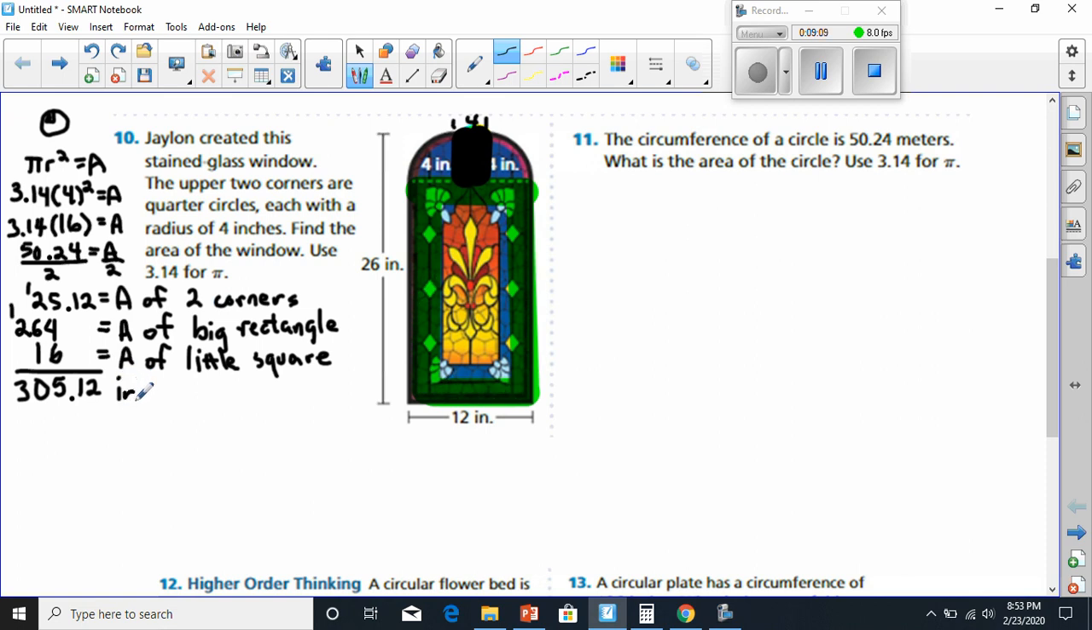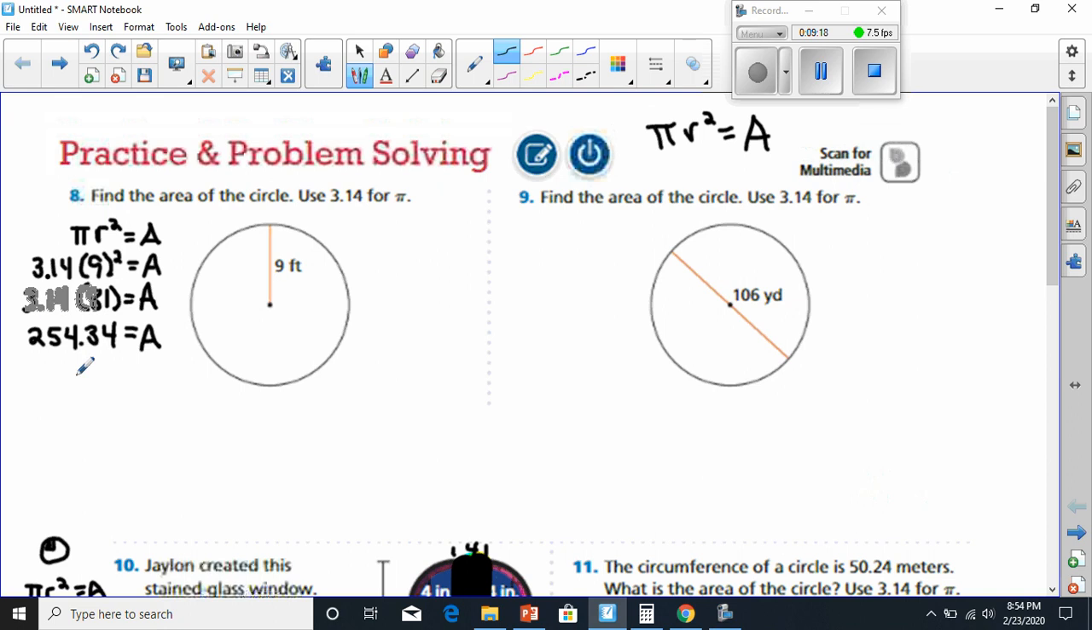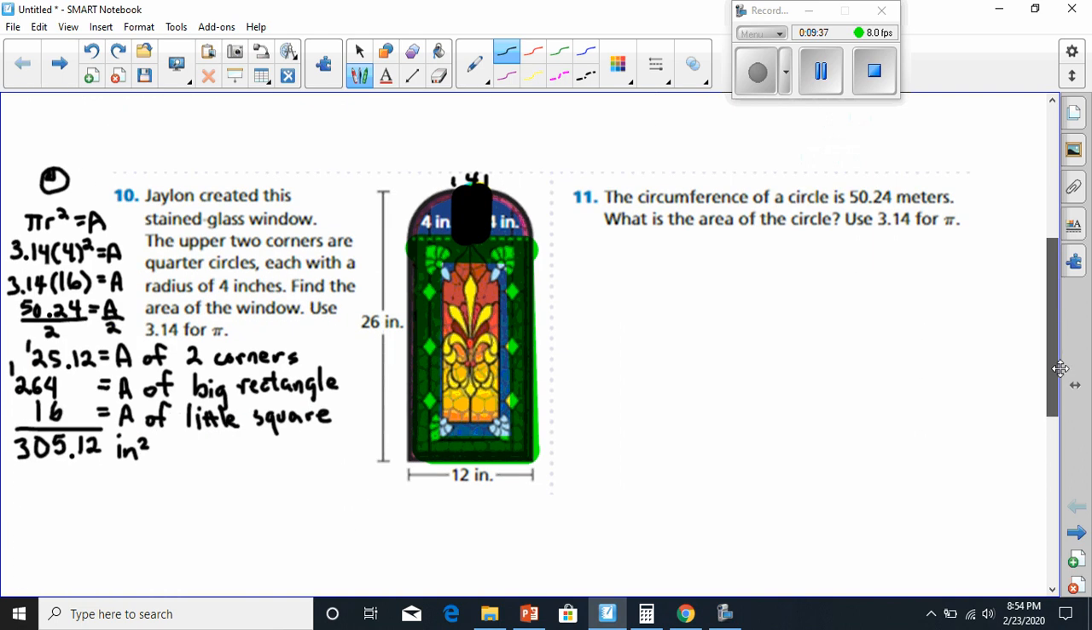And since we're talking area, we have to square it. And that reminds me, I'm not sure that I squared my other answers. I'm going to go back here and check number 8. No, I did not. So this one should have really been 254.34. Since it's in feet, it would have been feet squared. Right? And I apologize for not getting that unit of measure in there for that one at the beginning.